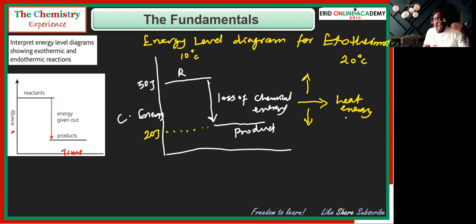So my thermometer picks up the heat energy. Unfortunately, a thermometer cannot measure chemical energy. So here, it remains as 10 degrees Celsius until something happens that converts the chemical energy to what? To heat energy. So here, my thermometer picks it up and says the temperature is now 20 degrees Celsius. That means I have a 10 degrees Celsius increase in what? In temperature.